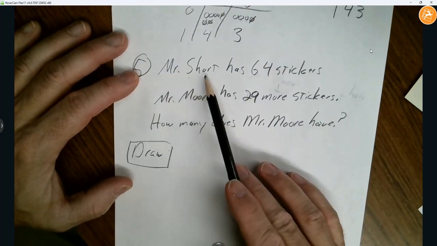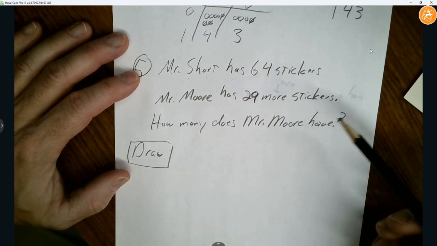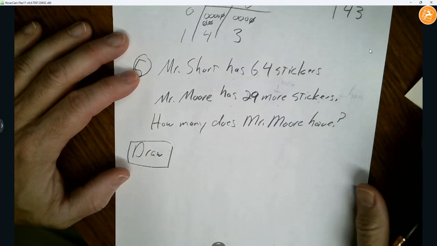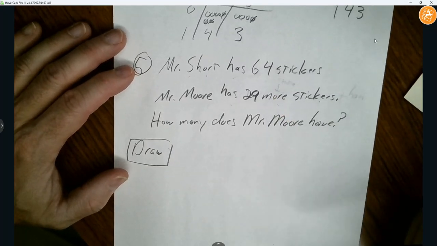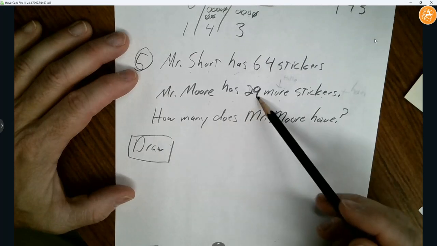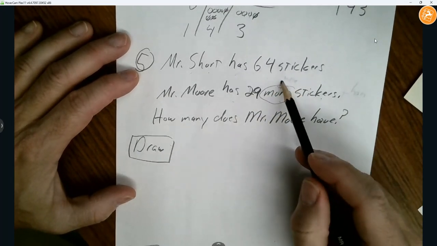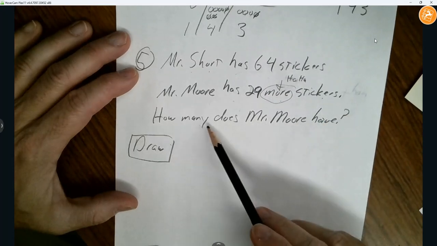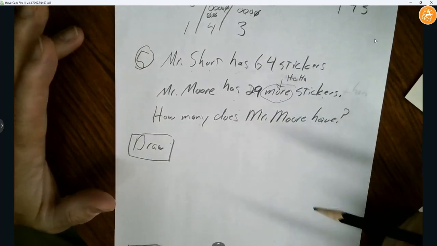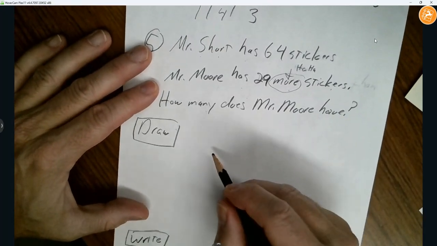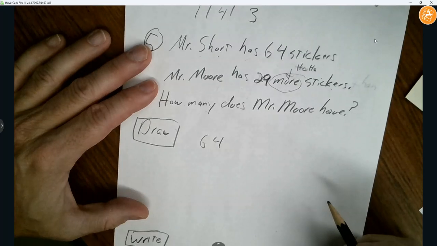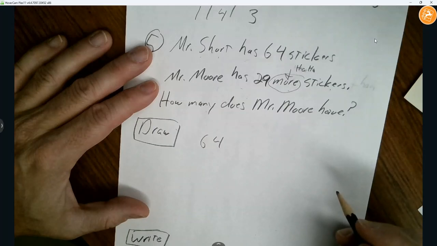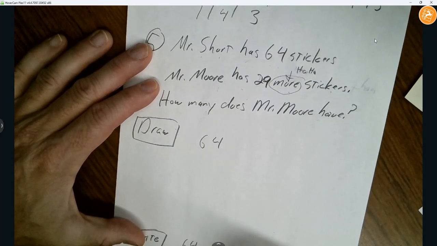So let's see. Mr. Short has 64 stickers. I probably got about that many. Mr. Moore has 29 more stickers. Mr. Moore probably stole some of mine. But anyways, Mr. Moore's got 29 more stickers. This is really important. Mr. Moore has more stickers. Get it? How many does Mr. Moore have? Well, how many? That means how many stickers. So Mr. Short has 64 stickers. Mr. Moore has 29 more. So that means the number's got to get bigger. If the number's got to get bigger, that means we have to add.